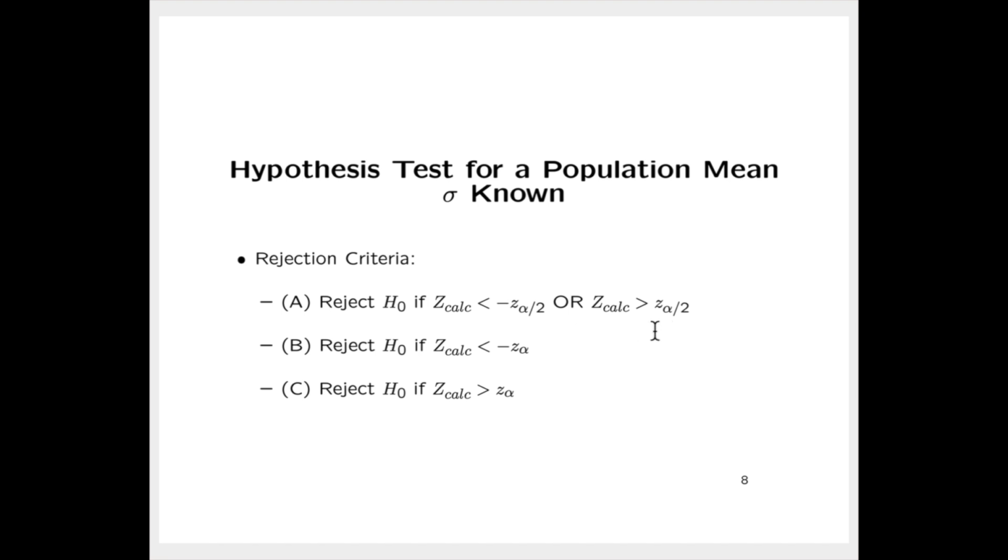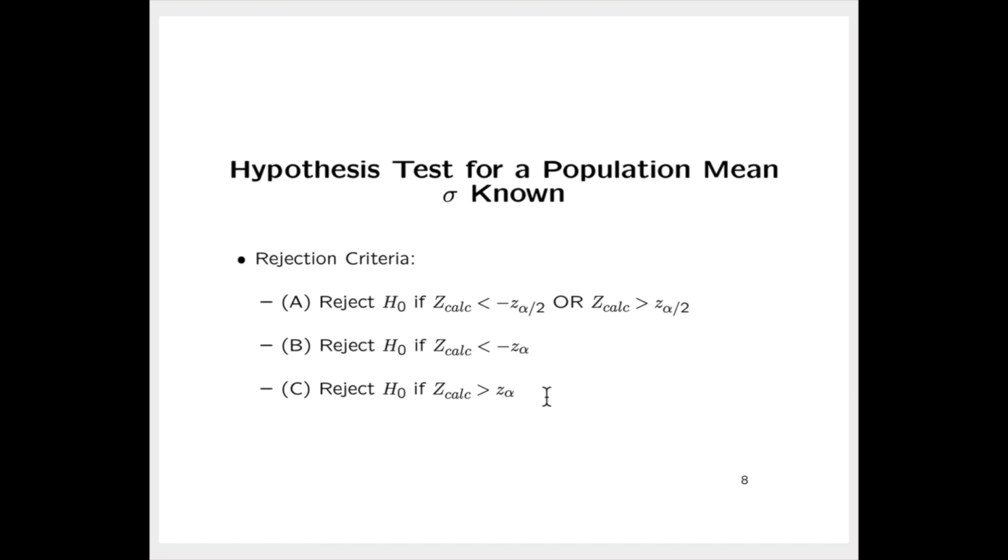And let me also remind you that the alpha here is the significance level of the test. If we're performing a left-tailed test, that is hypothesis test B, then we're going to reject the null hypothesis for small values of our test statistic z-calc. And in particular, at a significance level of alpha, we're going to reject the null hypothesis if z-calc is strictly less than negative z sub alpha.